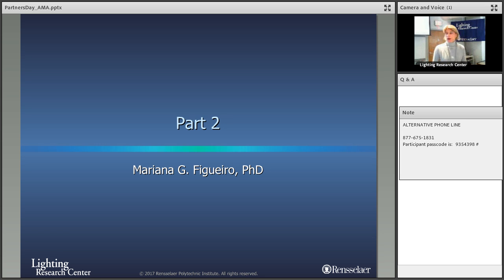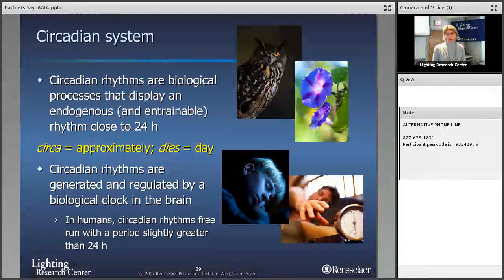Good afternoon, everyone. I am going to talk about the third area that the AMA addressed in their report, which was light's effects on the circadian system. We know that circadian rhythms are biological processes that repeat every 24 hours, or approximately every 24 hours. These are called circadian rhythms.